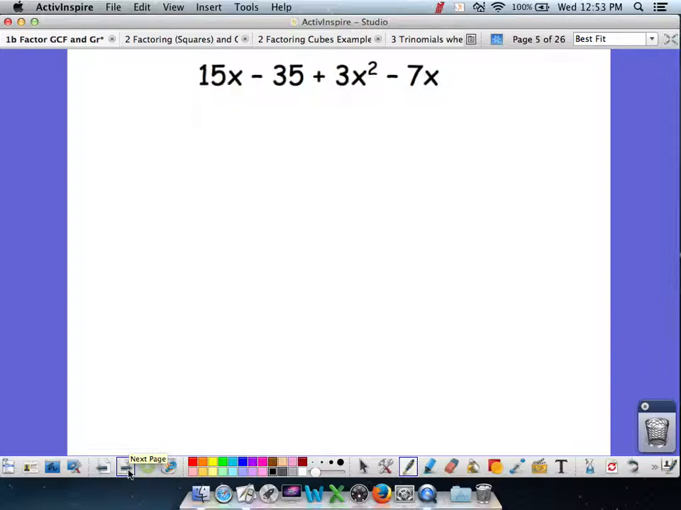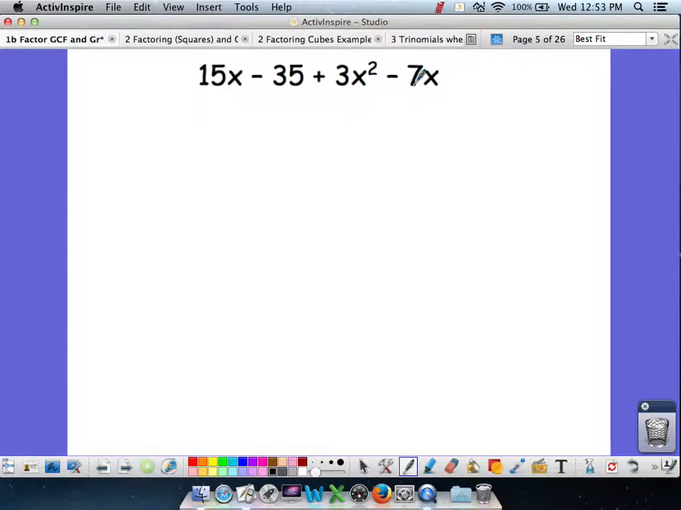On this last one, I'm going to pick 2 things that have something in common. And I want to choose a positive and then a negative. So I'm looking kind of carefully here, and I'm saying, 15x and 35 both have 5. 3x squared and 7x both have x. So we could group those together. And you can group your negatives together. It's not that it won't work.